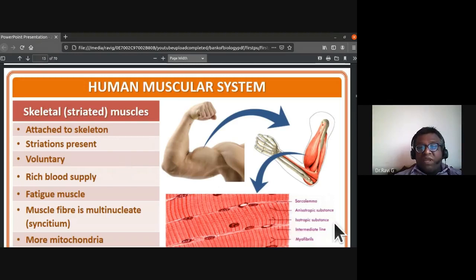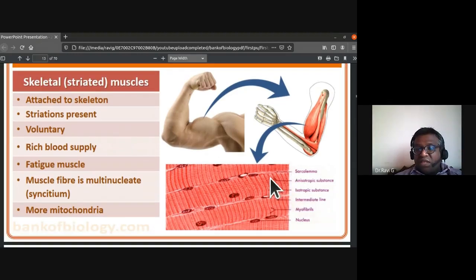They undergo fatigue. Okay, if you look into the structure of it, you can see the outermost membrane, the sarcolemma, the anisotropic substances. The lighter region is the isotropic substance. The intermediate line you can see. Then there are myofibrils and nucleus. Syncytial because they are multinucleate. They don't have any cross walls. So the muscle fiber we can call a syncytium, since they do not have any cross walls, because of which they are multinucleate.